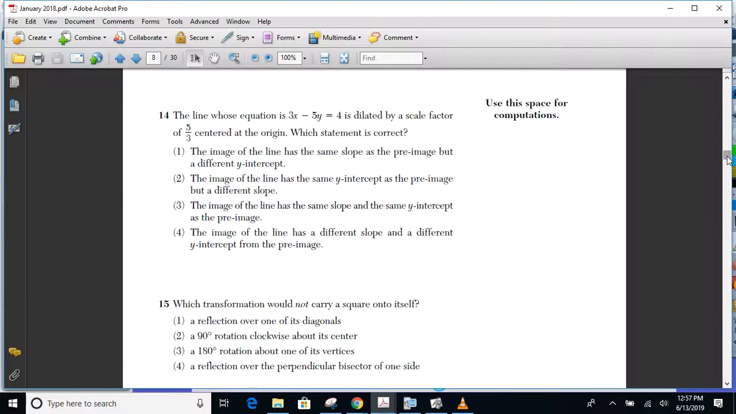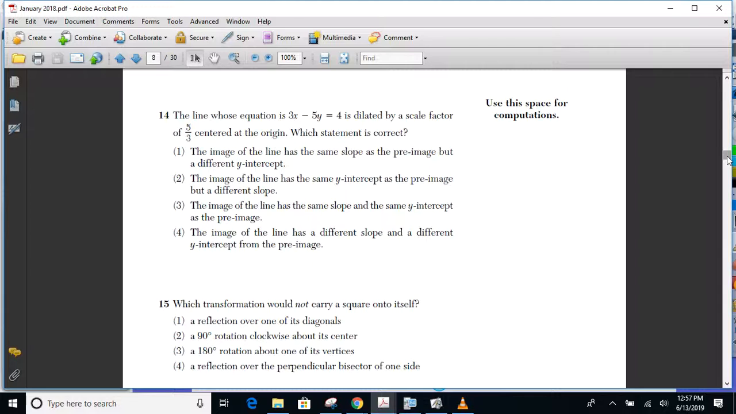Yeah. Before we start, where are we dilating around? The origin. Okay, that means the slope's going to stay the same. For the y-intercept, I just multiply by whatever the scale factor is to get the new line. If you dilate around the origin, the slope of the line stays the same. The new y-intercept can be found by multiplying by whatever the scale factor is, in this case, 5/3.